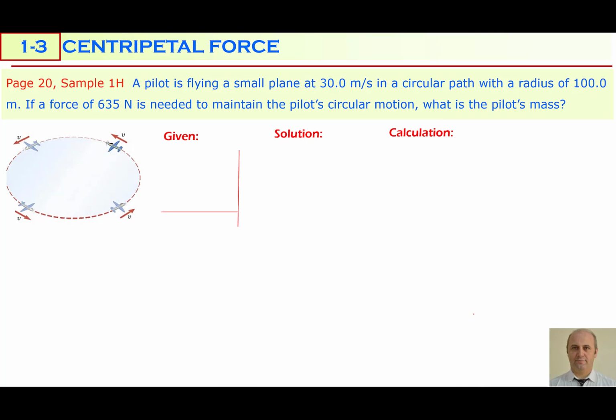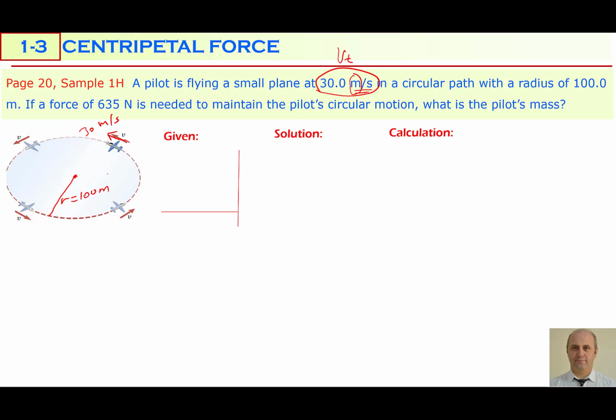For example, sample problem 1H. A pilot is flying a small plane at 30 meters per second. So this is tangential speed, meters per second. Remember, tangential speed was linear speed, and linear speed is measured in meters per second. So 30 meters per second is the tangential speed while this airplane is flying along this circle, in a circular path with a radius of 100 meters. So the radius of the circular path is given as 100 meters.